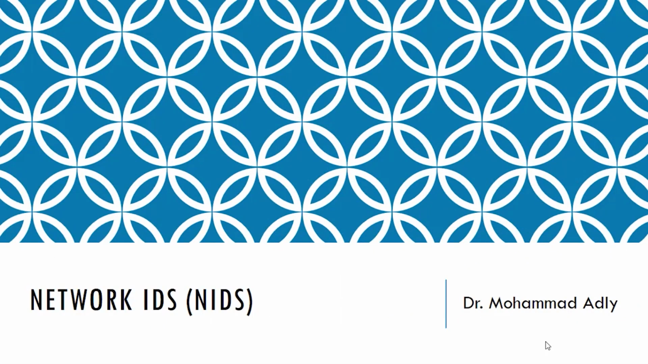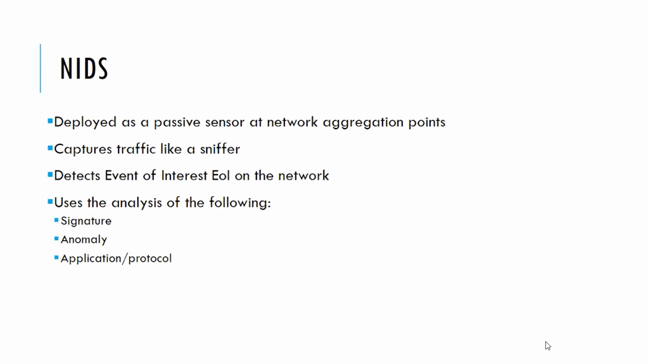Let's focus now on the Network Intrusion Detection System, the NIDS. The Network Intrusion Detection System is deployed as a passive sensor at the network aggregation points, at the points where all the traffic passes. For example, it can be set on or directly behind the border router, or directly behind the firewall. It can capture traffic like a sniffer and then compares this traffic to certain signatures. Does this traffic contain so and so as a signature? If yes, then generate an alert. This is how the network intrusion detection system works.